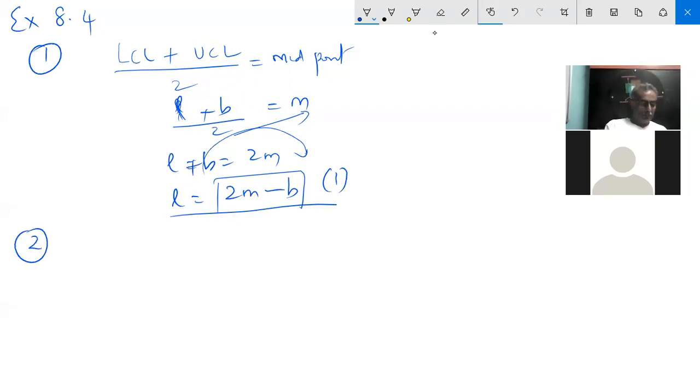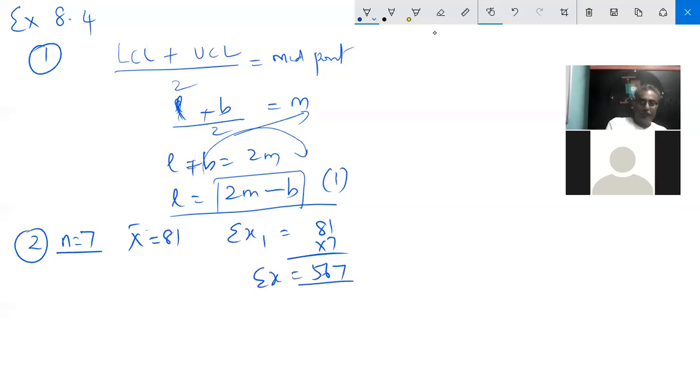Let us do the second one. The mean of a set of 7 numbers is 81. Numbers n is 7. Mean is 81. Now, what will be the total sigma x? It will be 81 into 7. 7 sevens are 49, 567. Sigma x is equal to 567. Mean is equal to sigma x by n. That's the mean.